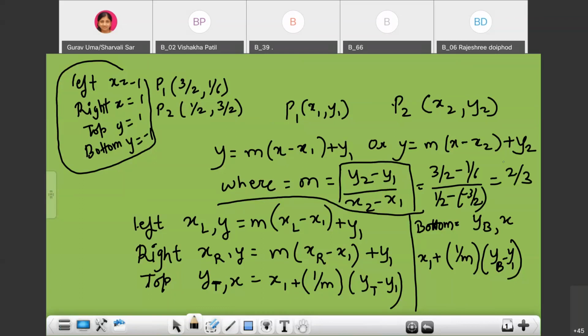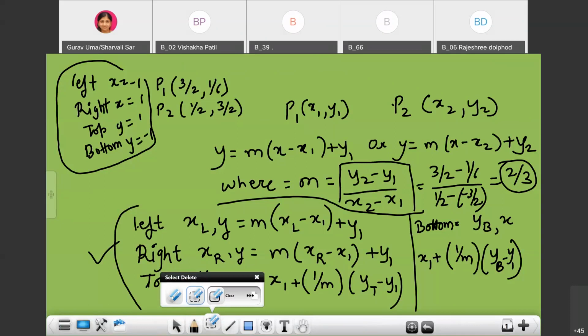So now I have got the slope m, that is 2 by 3. Now similarly, we will calculate left side, right side, top side and bottom side using this formula. One by one, we will see the left, right, top and bottom.